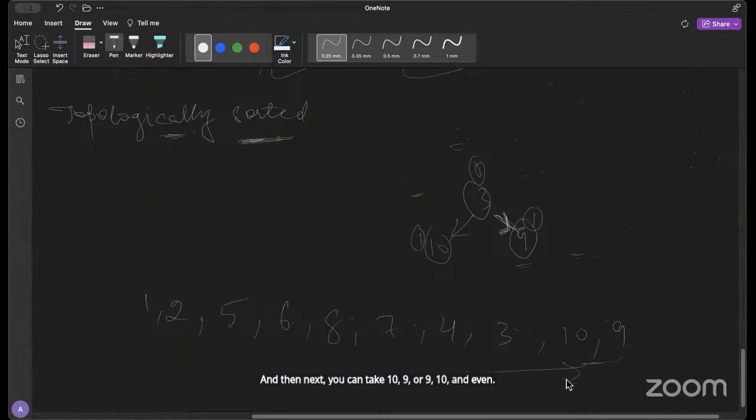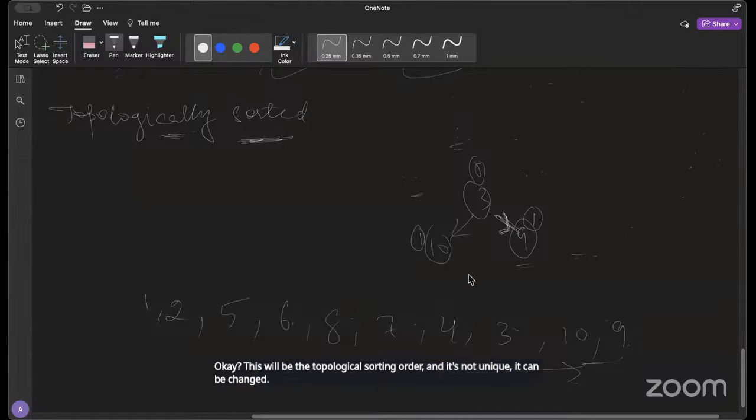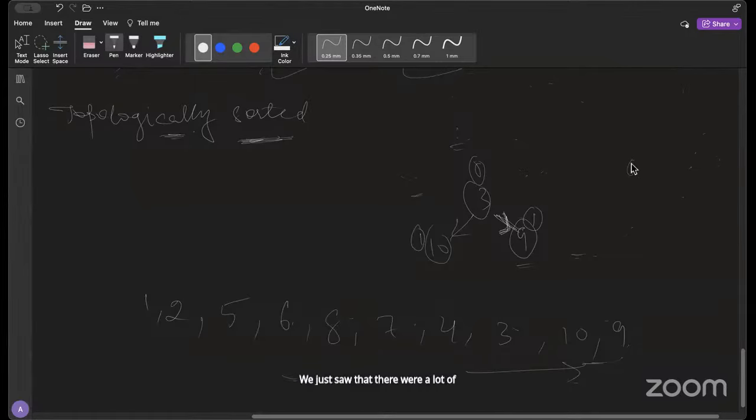Right? This will be the topological sorting order, and it's not unique, it can be changed. We just saw that there were a lot of options that had in degree 0. So you could start with any one of them. But that's how to topologically sort graphs.